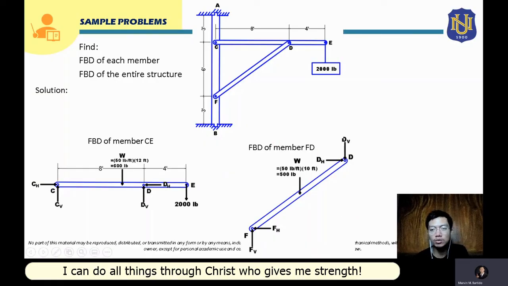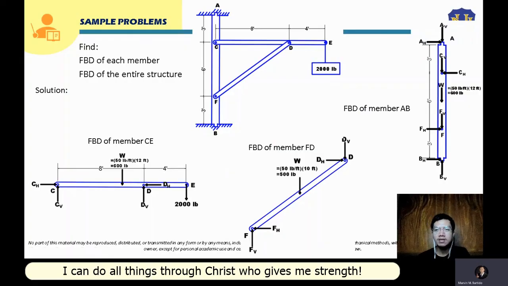Now we will proceed to the free body diagram of the remaining member, which is member AB. For member AB, at point A, its support is a pivot. Pivots are also equivalent to pins or hinge supports, so there will just be a horizontal and vertical reaction.